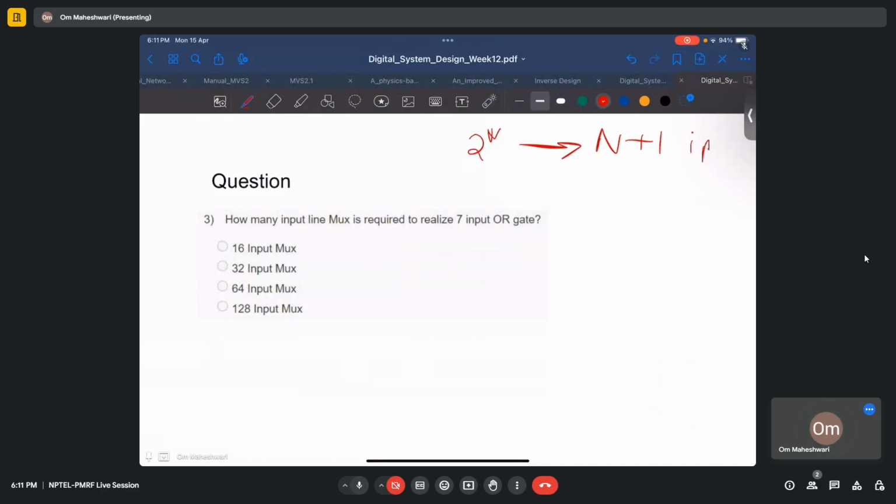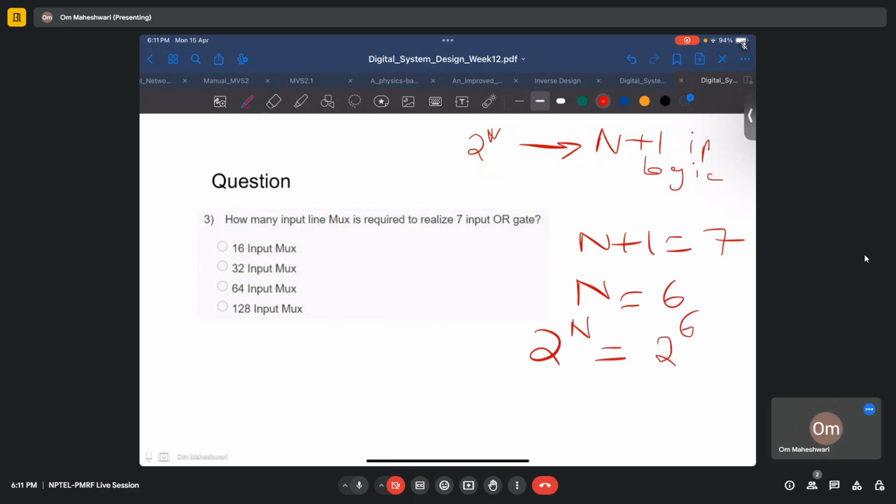So this means that a 2 to the power n mux implements an n plus 1 input logic. Our n plus 1 is 7, so n is 6. So 2 to the power n is 2 to the power 6, which is 64. Right? So you need a 64 input mux.